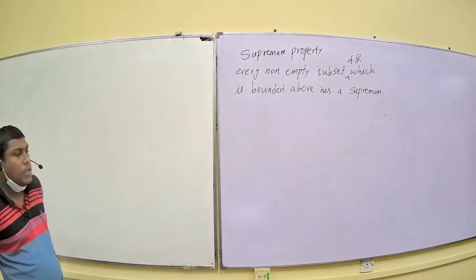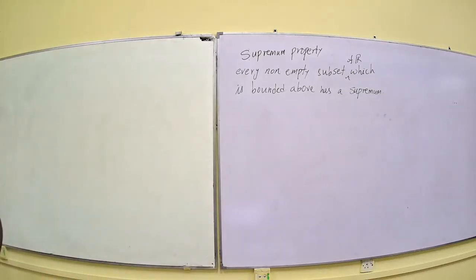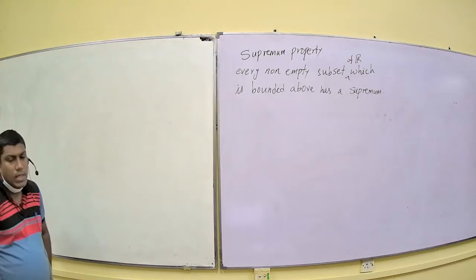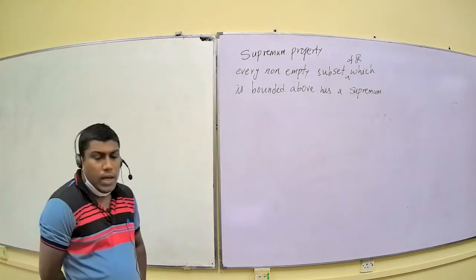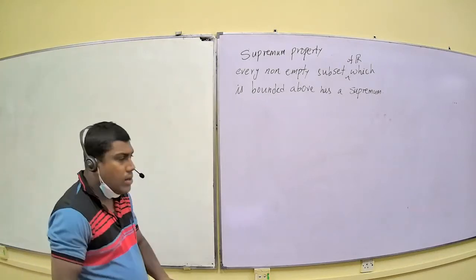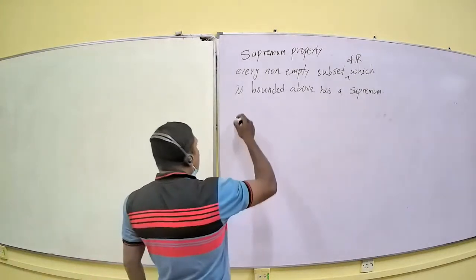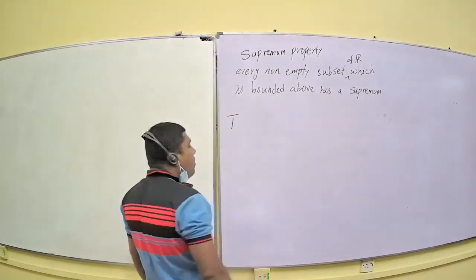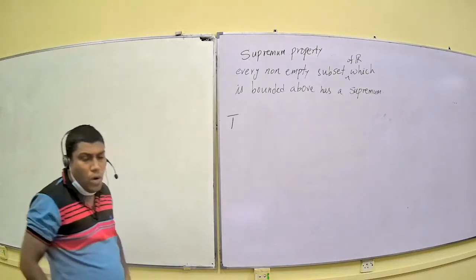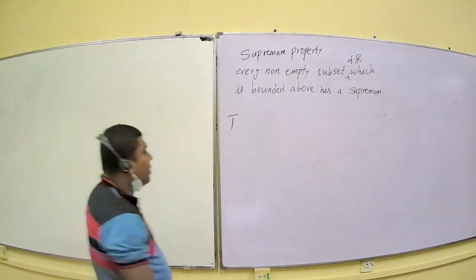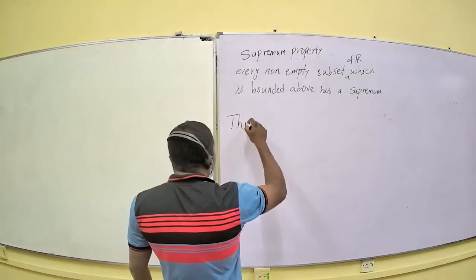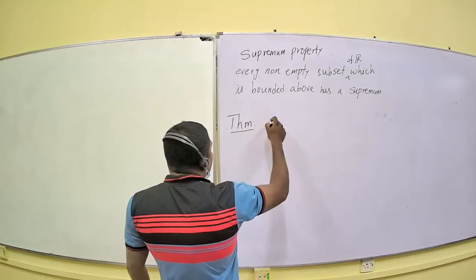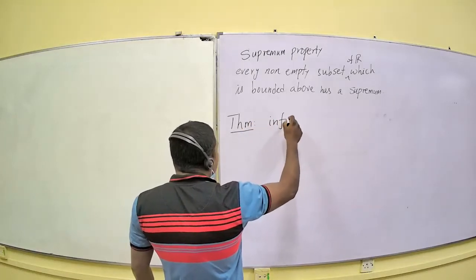Now, because this axiom is for supremum, we shall develop similar results for infimum as well. We will write that as a theorem, because once we have an axiom, we can use that axiom to prove all the other results. So let me write it down as a theorem. We call it the infimum property.